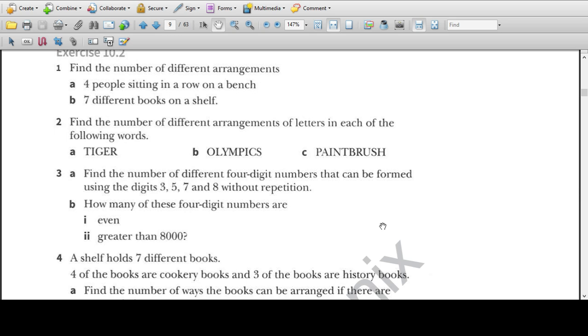So 4 ways, 3 ways, 2 ways, and 1 way. So this is 4 factorial. And how many of these 4-digit numbers are even? So for an even number, the last place becomes constant, so this has 3 factorial.